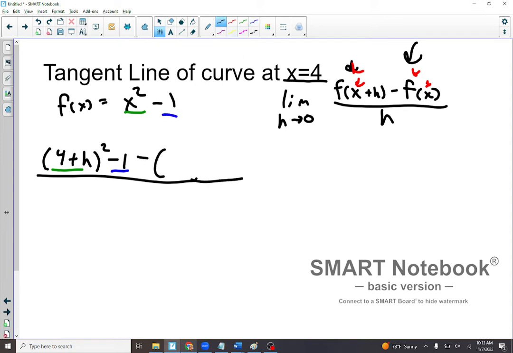Minus, let's put a big parenthesis. In here, I could plug in 4. So 4 squared is 16. 16 minus 1 is 15. So 15.